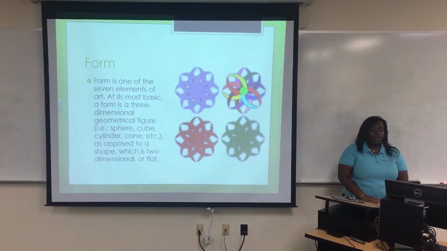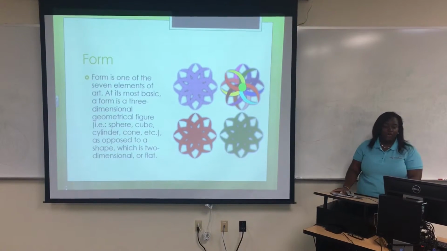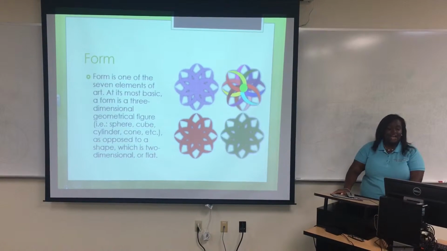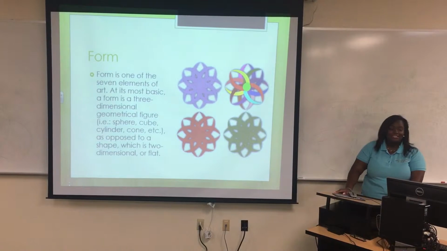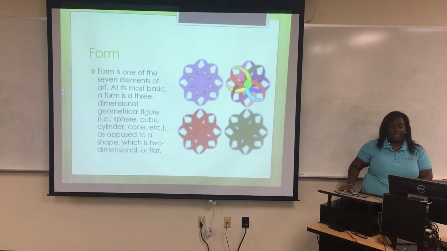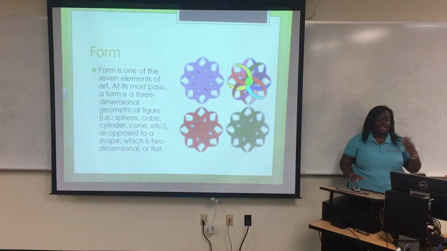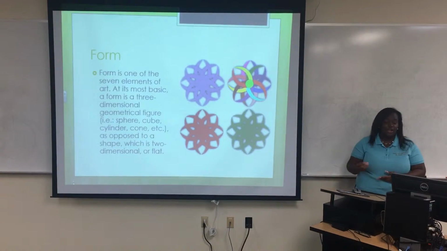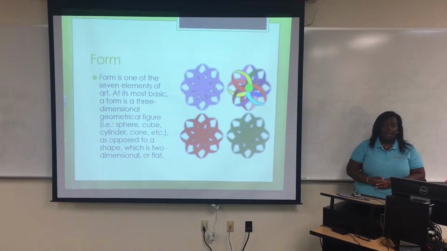When dealing with form, form is one of the 7 elements of art. At its most basic, a form is a 3-dimensional geometric figure. So whether it is flat, whether it is 3-dimensional, whether it is a sphere or cube, it is still art.